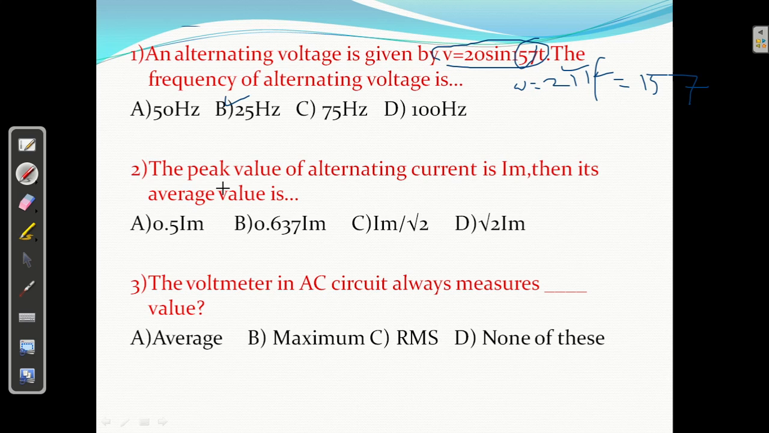Question number 2. The peak value of alternating current is Im. Then its average value. We know average value equal to what? 0.637 Im. We have derived this formula. The voltmeter in AC circuit always measures the RMS value. Voltmeter and ammeter, they measure the RMS values, and wattmeter measures the average value, right? So voltmeter measures the RMS value.